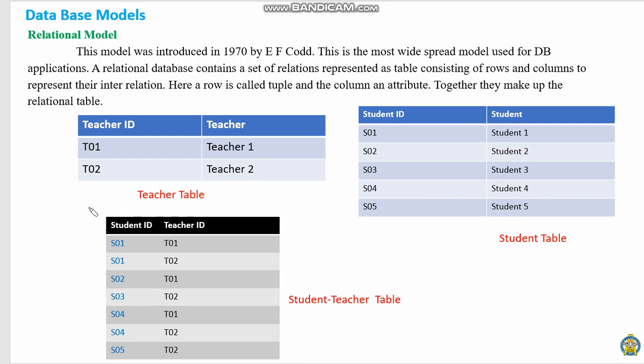So these are the three data models supported, how data are represented in a database, and how the relationship between an entity and other entities is connected.